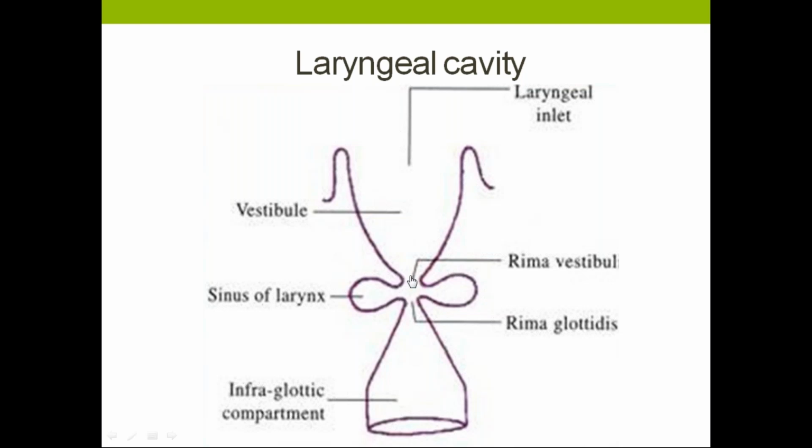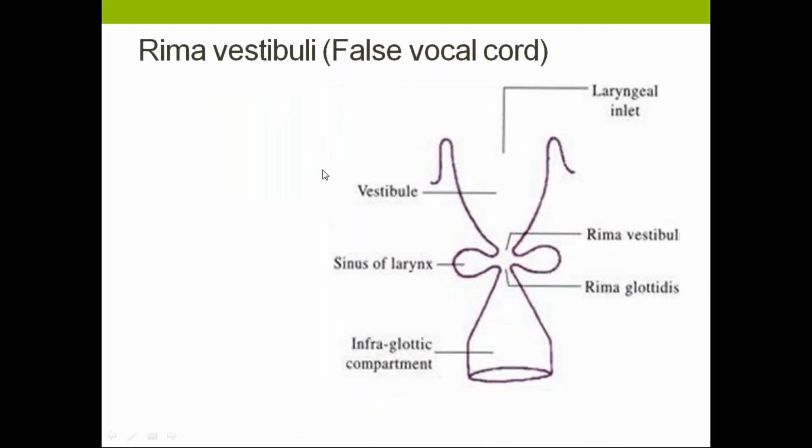Now there will be a space between the two vestibular folds here. This is called Rima vestibuli. And the space between the two vocal folds here is the Rima glottidis. Okay. So in this session we are going to deal in detail with the Rima vestibuli and glottidis. So the Rima vestibuli, which is on either side bounded by the false vocal cord. Okay. So it is a space between the two vestibular folds.